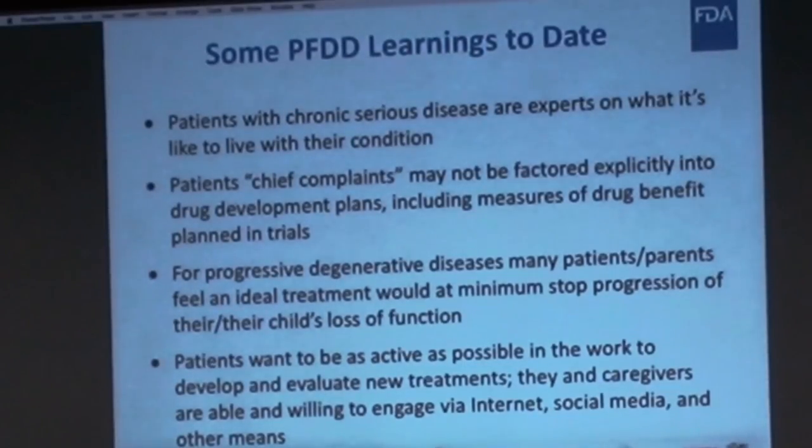But we realized a lot of the chief complaints that people had are not even being factored into the drug development programs. So things that would really be meaningful and a benefit were not even being captured and not even being measured, or they were not in the data that were being sent in to us. And for people with a progressive degenerative disease, the parents of children, an ideal treatment would just stop the progression. They could just stop the loss of function, and that would be, in their minds, ideal. So people also were very anxious to try to participate more in any way they could.